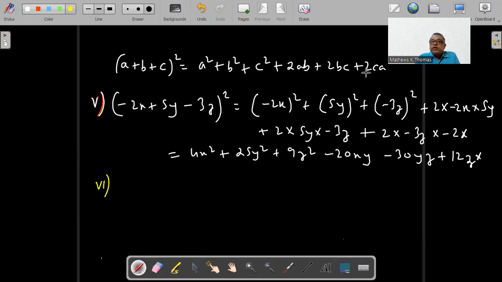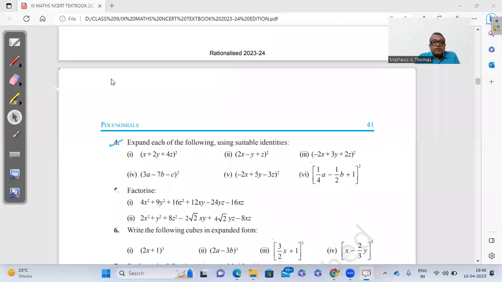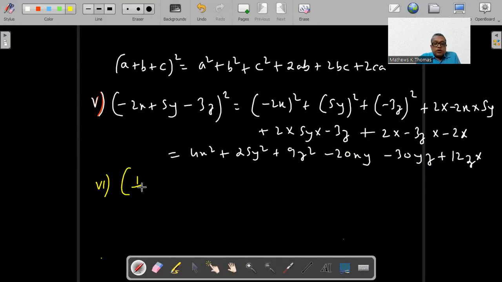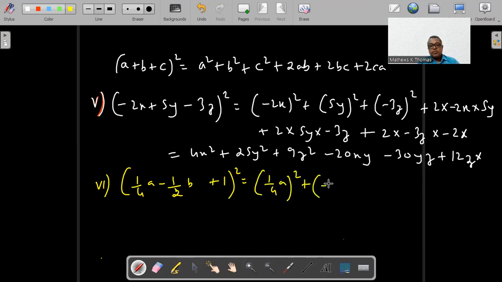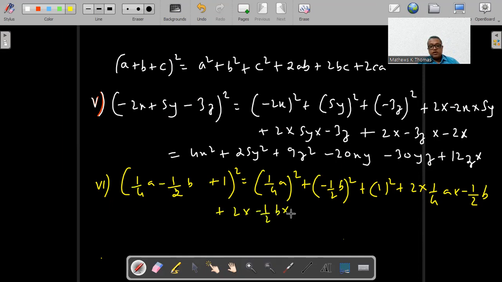Then the last part, we have (1 by 4a minus half b plus 1) whole square. So a is 1 by 4a, I'm going to take b as minus half b, and c as 1. a square, b square, c square, plus 2 into 1 by 4a into minus half b, plus 2 into minus half b into 1, plus 2 into 1 into 1 by 4a.